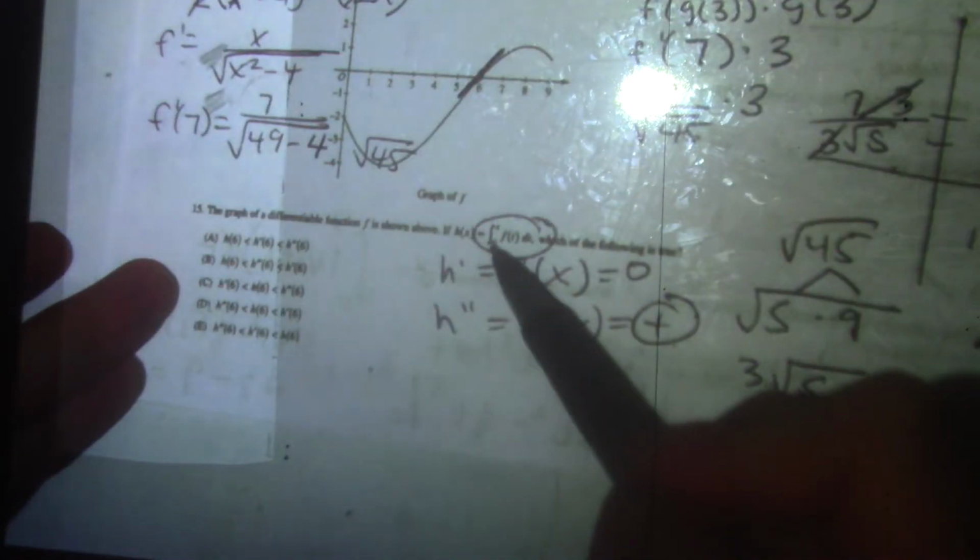And then h of 6 would be the integral from 0 to 6. From 0 to 6, that is a negative area. So I know that h of 6 is negative, h prime is 0, h double prime is positive. So then it's already kind of in increasing order, because this is negative, 0, and positive, like that.